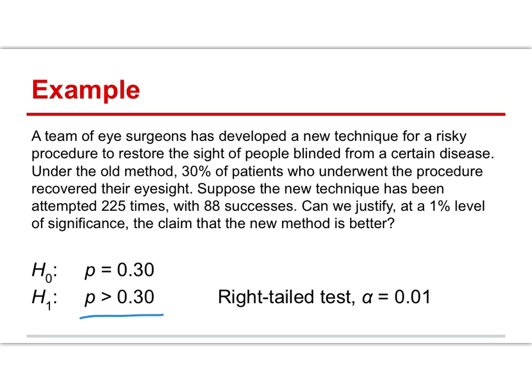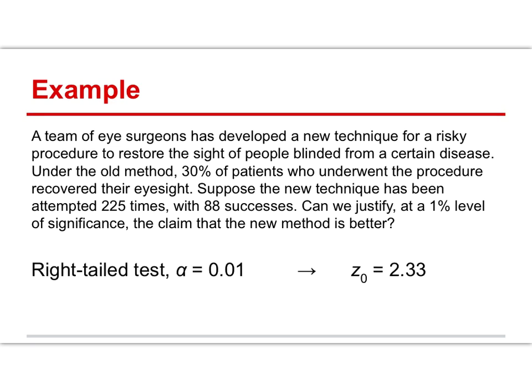And when we say alpha, we really are referring to alpha single prime. At a 1% level of significance, alpha single prime being equal to 0.01 suggests that z sub 0 is 2.33, positive 2.33. Let's build up to a z-score now, knowing that we need to exceed 2.33 in order to reject the null hypothesis. P hat is r over n, 88 successes out of 225 trials, so we have a p hat value of 0.39.